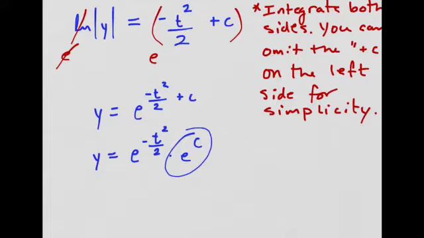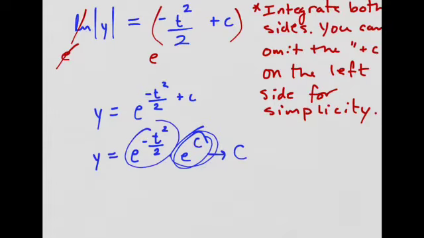e to the c, it's just some constant. I don't know what it is. I have no idea what that constant is. But it is just some other constant. So what we do is we treat this as c, also for simplicity's sake. And I'm going to say it again: e to some random constant is still just some random constant. And we're multiplying this times this. e to the c is just some random constant. So I'm going to change e to the c into c.